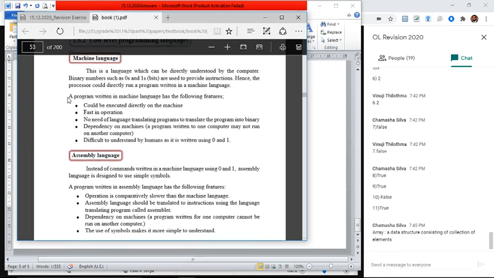Okay, a program written in machine language has the following features: it could be executed directly on the machine, and it is fast in operation. Language translator කෙනෙක් කවුරුත් නැහැ, directly එකට එහින්දා it is fast. No need of language translating programs to translate the program into binary.